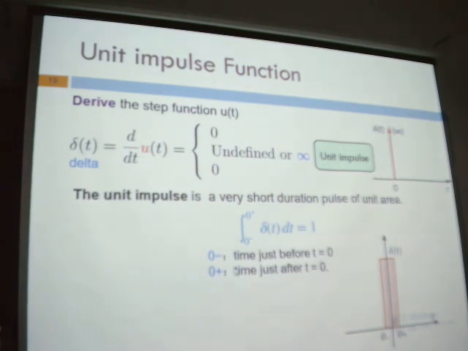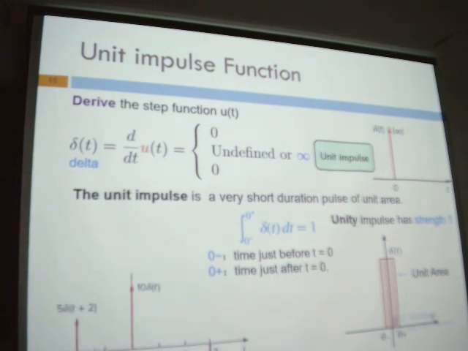Here, 0 minus means the time just before t equals 0. It is very close to 0, okay? But it's still on the left-hand side of the axis. And 0 plus, similarly, means a time point just after t equals 0, but still close to t equals 0, okay? And we say the unit impulse has range 1.